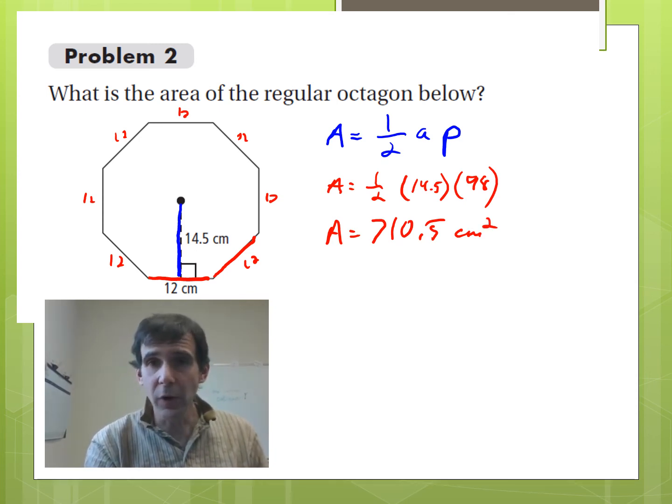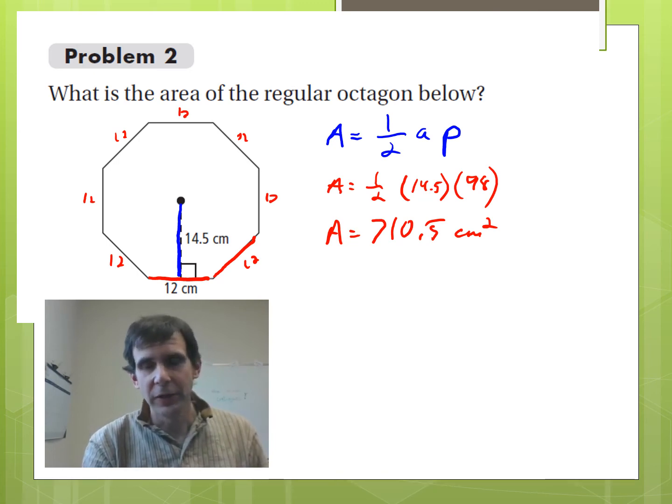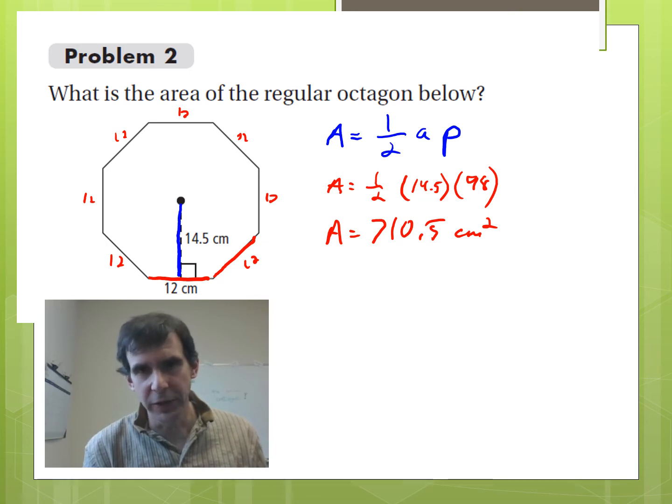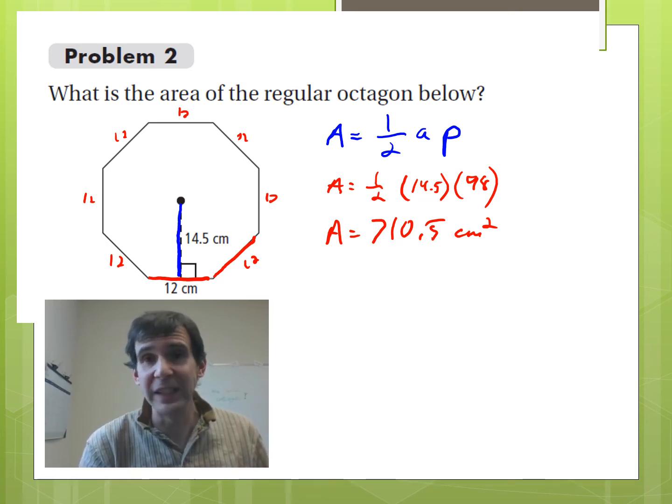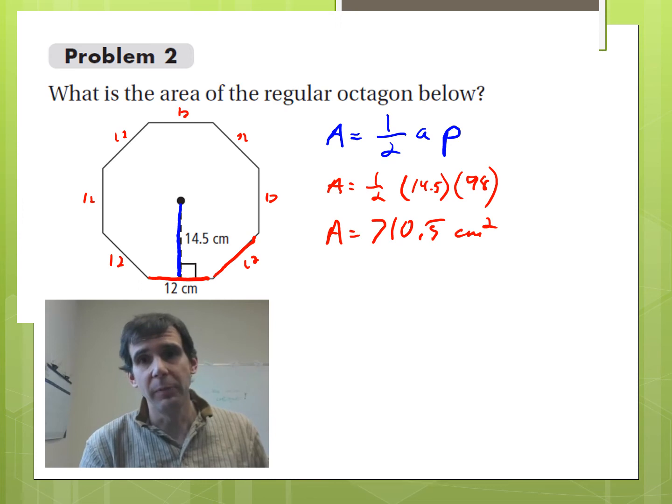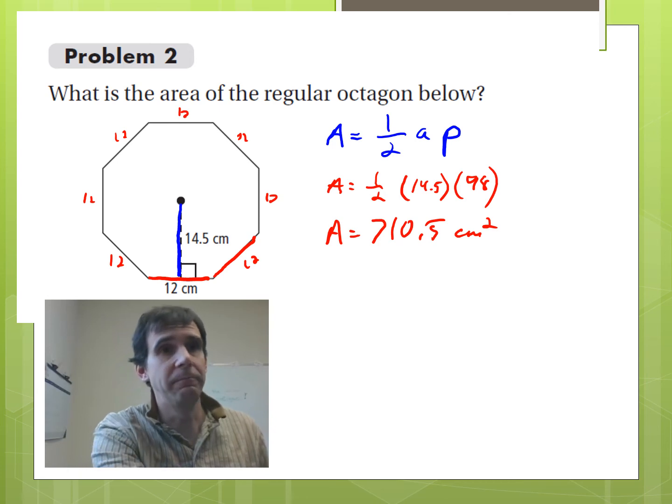You can plug this into a formula if you have the apothem and the perimeter. So you're saying, Mr. Chapman, why'd you talk about all the triangles and everything? Because, of course, it's not always going to be so simple as just getting the apothem and the perimeter. They're going to throw some curveballs at you, okay, and not give you the apothem or the perimeter, and you're going to have to use these triangles to figure out what you need. So let's take a look at that.